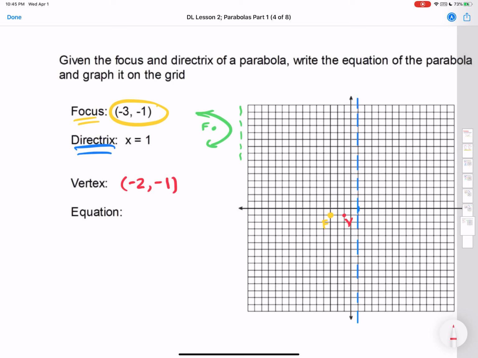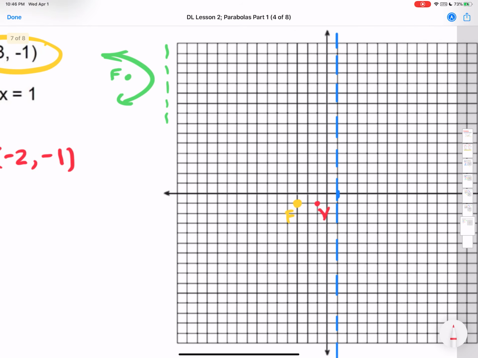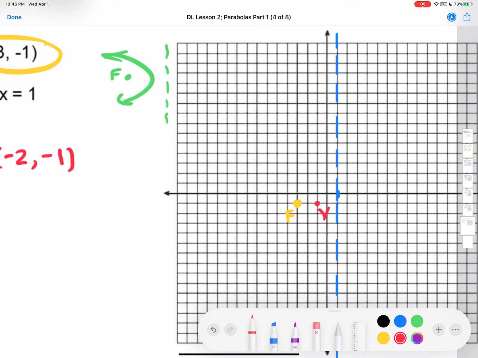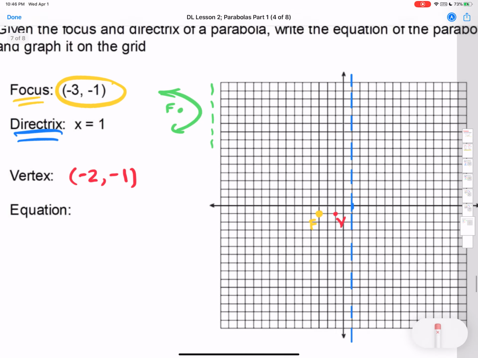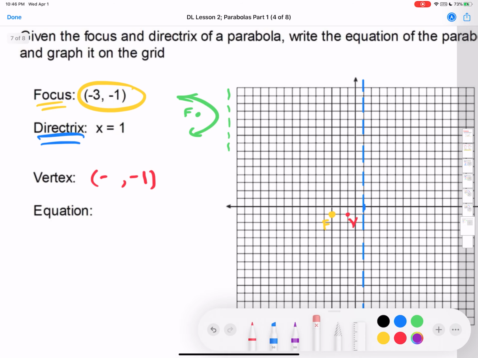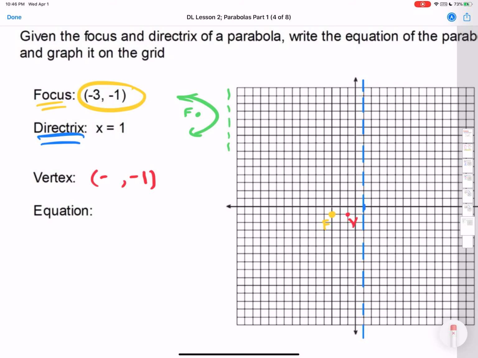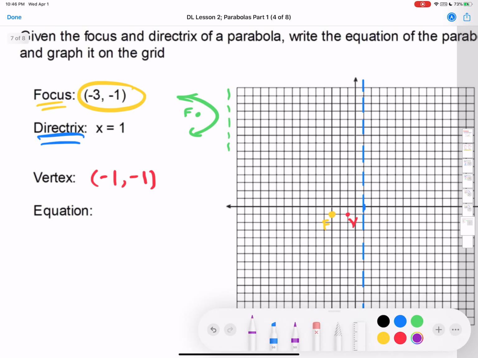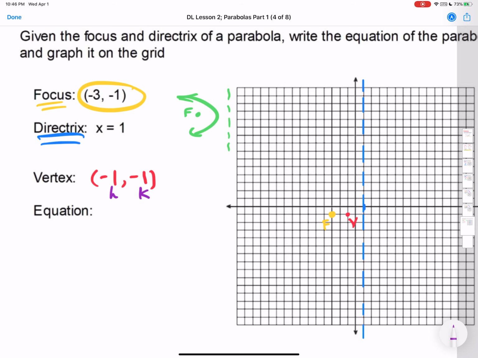All right, so now that I have my vertex at -2, -1. Oh, I'm sorry, that looks like -1, -1. Let's see here, so we got our x and our y-axis. It's kind of hard to see our x and our y-axis. That should be at -1, -1. All right, now that we made that correction, we now know what our h and our k are.